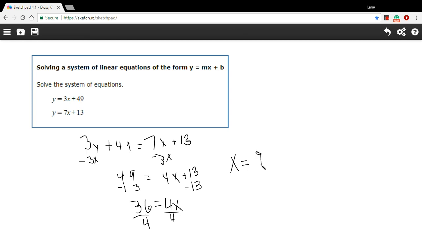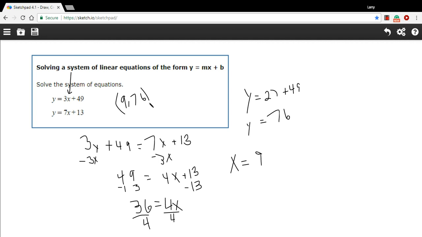Now, if you wanted to double check that that works, what we need to do is also solve for the y variable now, and then you could plug those in and see if they work. But let's take this x value of 9 and plug it back in right here and solve for y. So 3 times 9 is 27 plus 49, so y is 76. And often you'll write the solution as a coordinate. So you might say that it's the point (9, 76).